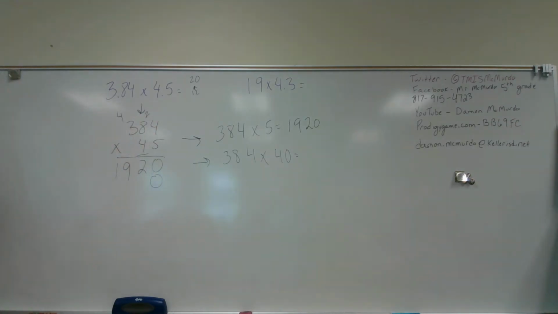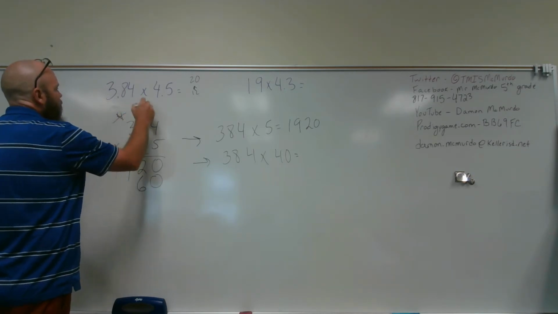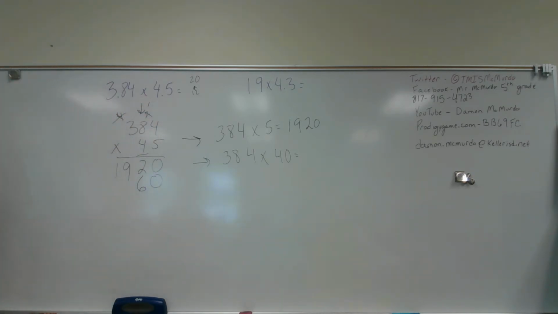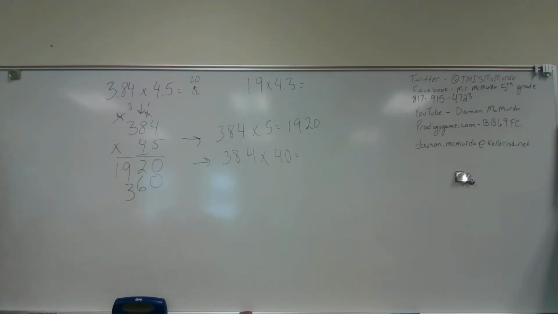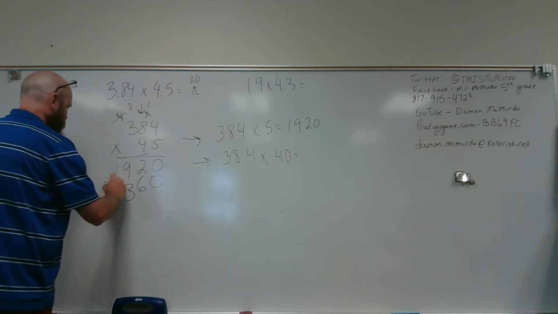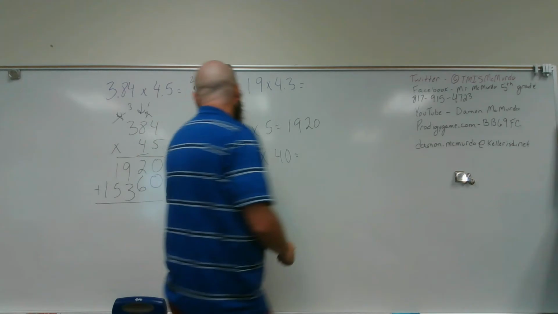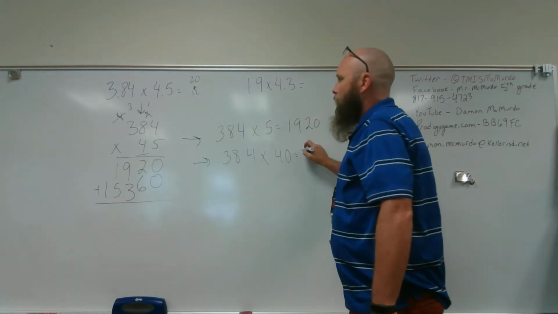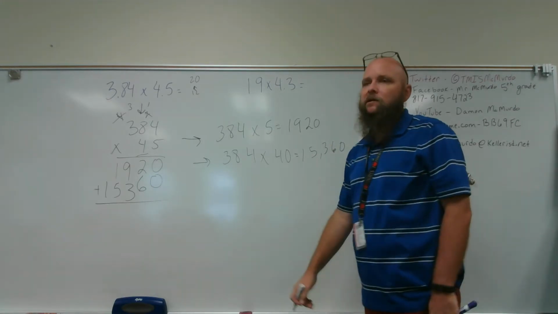4 times 4 is what, class? 16. Carry my 1. 4 times 8 is 32. Plus 1, 33. 4 times 3, 12. Plus 3, 15. So 40 times 384 is 15,360, as long as we did our math right.